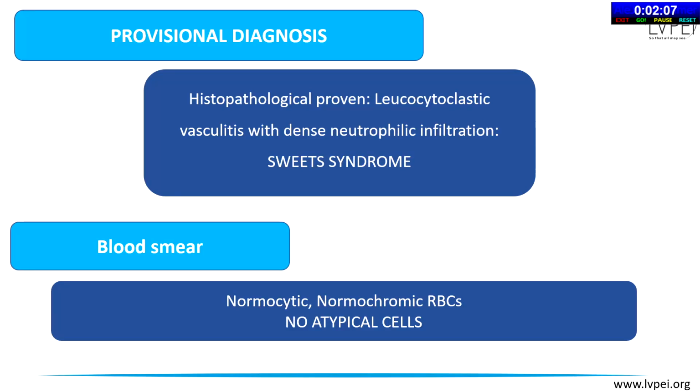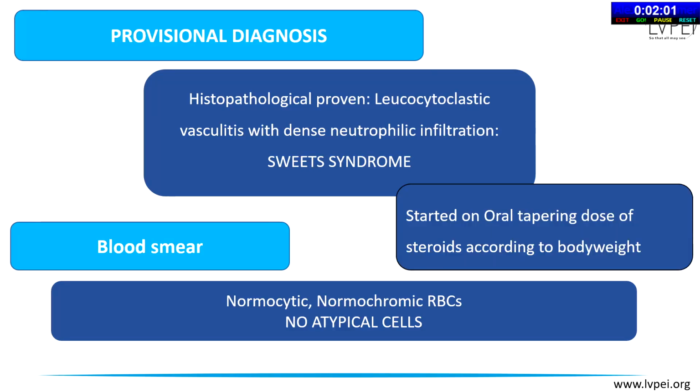A blood smear was also requested, which came out to be normal as well, with no atypical cells seen. So at this stage, a decision was taken to start oral tapering steroids according to the body weight.